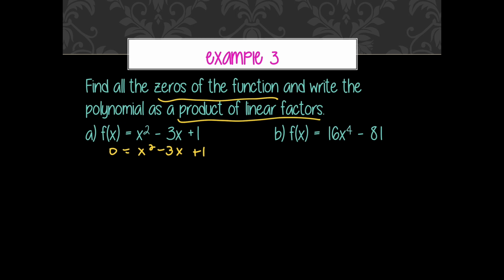So since we want to practice that one, we're going to do the quadratic formula: negative b plus and minus the square root of b squared minus 4ac, all over 2a. The a here is 1, the b is -3, and the c is 1.